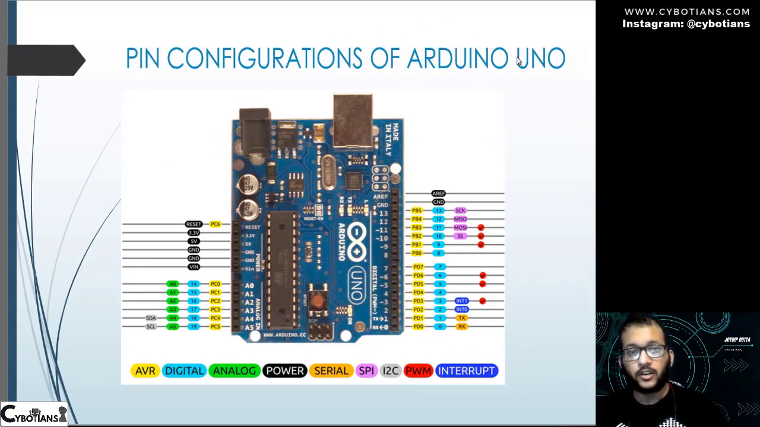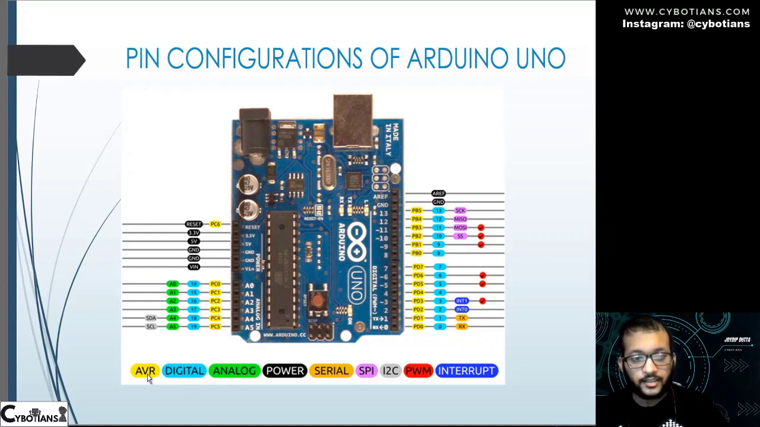So this is the pin configuration of the Arduino Uno. Here you can see, as I have told you before, that this is the digital section, where you will find the 0 to 13, total 14 pins. And you can see in the picture that this PD, PB and PC section, these pins are connected to the AVR microchip.